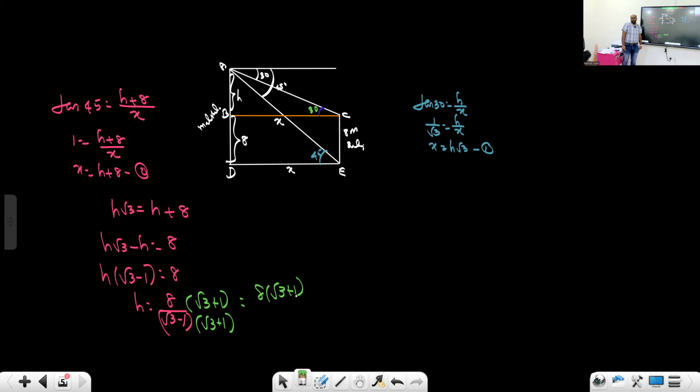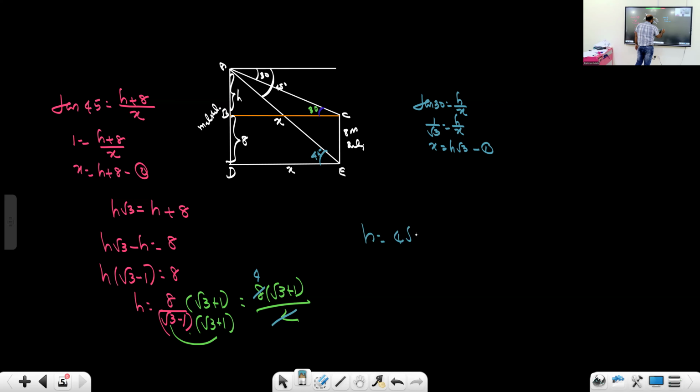The denominator is in the form of a plus b into a minus b, which is a square minus b square. That is root 3 square minus 1 square. 3 minus 1 is 2, so the denominator will be 2. You can cancel this and this, and 4 will be there. So H equal to 4 root 3 plus 4.